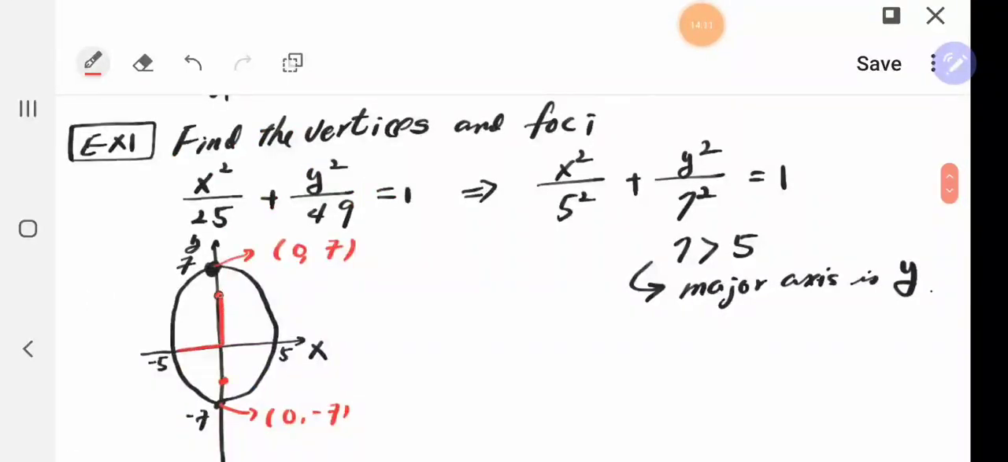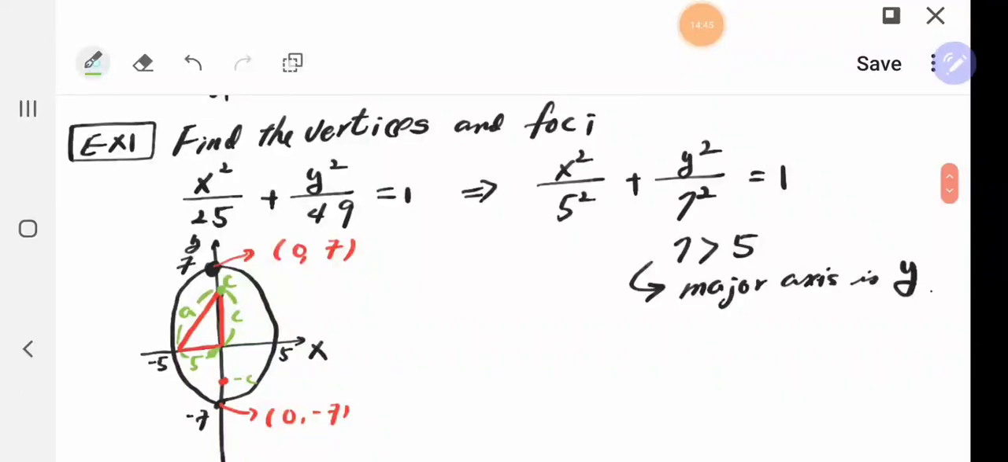Draw a right triangle. Then the hypotenuse. The hypotenuse is the same as a, the major axis length from the center. So it will be a, and the base is, of course, b, which is 5, and this will be c. So we want to find this point c, and this is negative c.